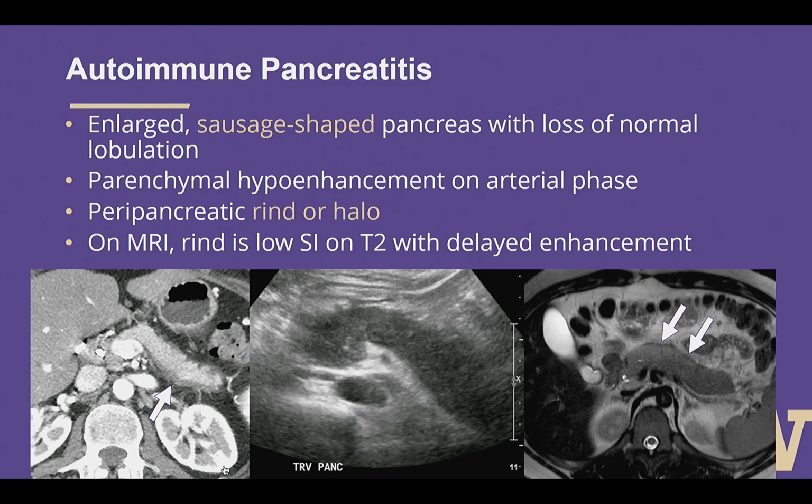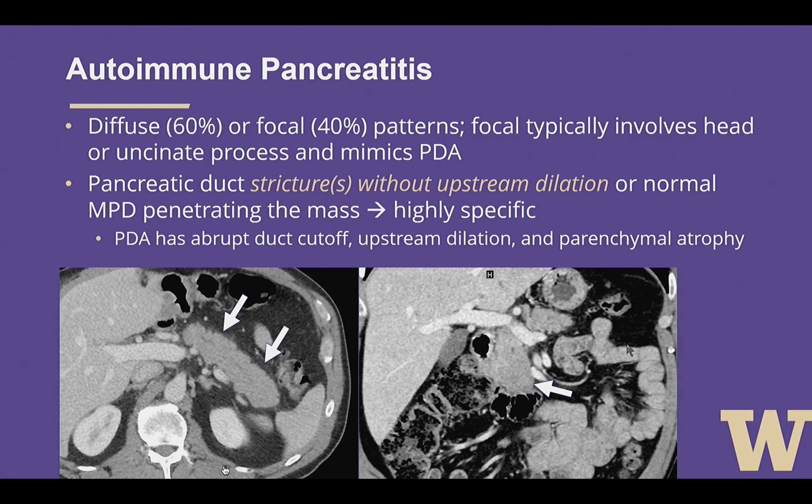So now we'll make a quick segue here to chronic pancreatitis, of which autoimmune pancreatitis is a specific version. Classic features here are an enlarged sausage-shaped pancreas with loss of the normal lobulation. Classically, there's a peripancreatic rind of soft tissue that's low attenuation on CT and low signal intensity on MR. There are both diffuse and focal forms of autoimmune pancreatitis.